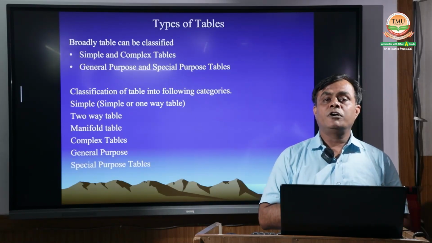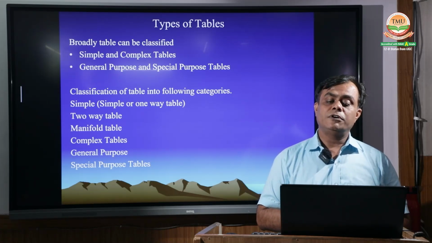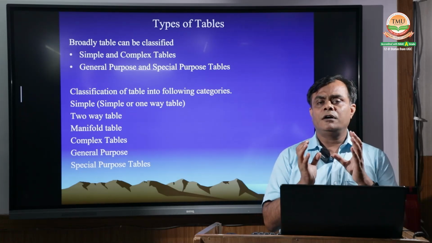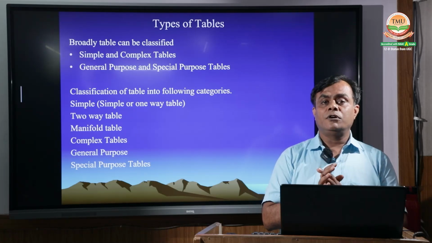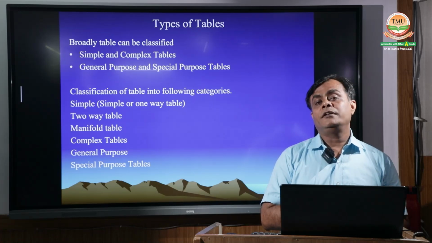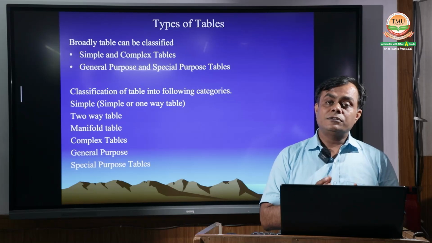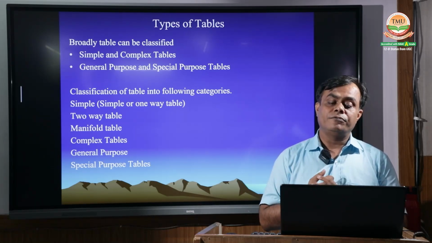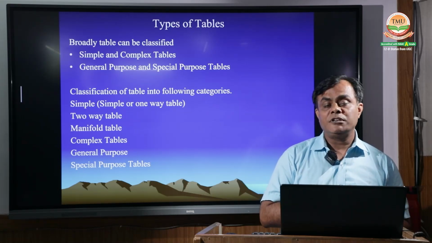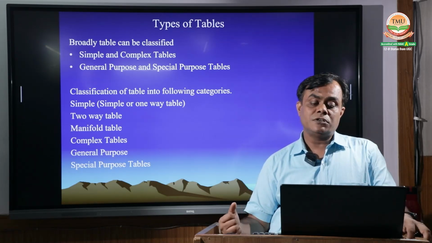So broadly we can classify tables into two formats: simple and complex tables, or general purpose tables and specific purpose tables. In a simple table, there are very selective characteristics, or a very small number of characteristics. In a complex table, there is a variety of characteristics that make the table complex. A general purpose table is drawn for general information purposes, and when we draw a table for a specific purpose, that is called a specific purpose table.